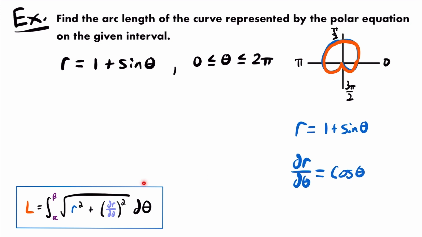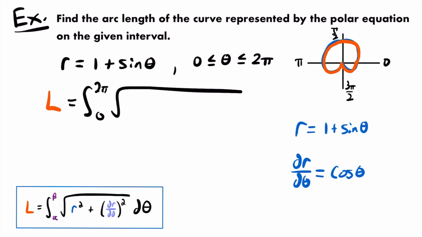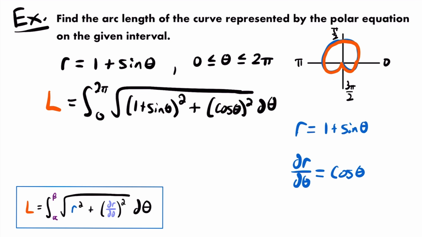All right, so now let's set up this definite integral. The arc length will be equal to the integral from 0 to 2 pi of the square root of r squared, which is 1 plus sine theta, so we have 1 plus sine theta squared, plus dr d theta squared, which is cosine, so we'll have cosine theta squared, and then d theta. Okay, and so now let's simplify.